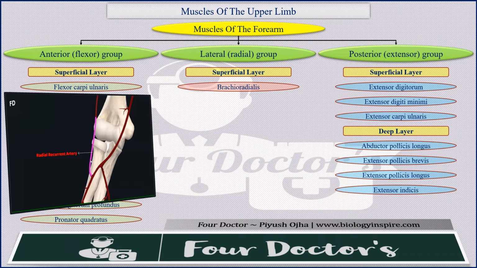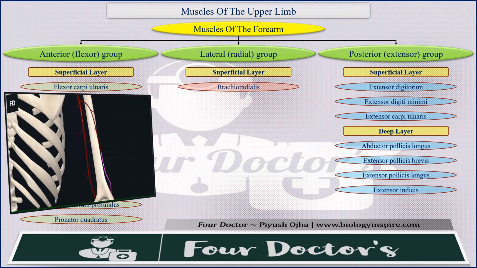The radial recurrent artery arises from the radial artery, and the radial artery arises as a lateral division of the brachial artery, while the radial collateral artery arises from the profunda brachii artery. And the profunda brachii artery is a branch of the brachial artery.